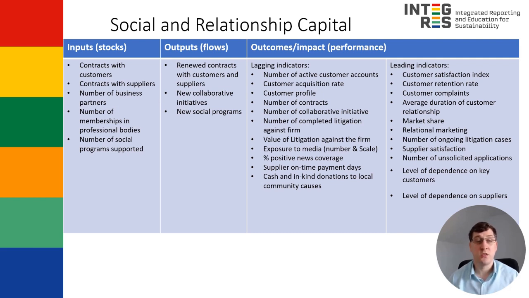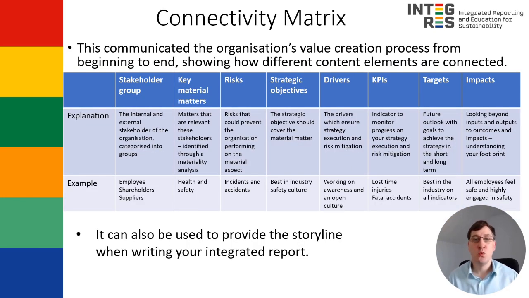In the chart above, I have placed a number of KPIs that can be used for different types of stakeholders. We can see that we can also measure these as inputs, outputs, and outcomes of the business. We can measure lagging indicators and leading indicators. One method to increase the connectivity of your reporting and to contextualize the KPIs is to use a connectivity matrix which places the KPIs in the organization's value creation process, connecting all the different content elements.